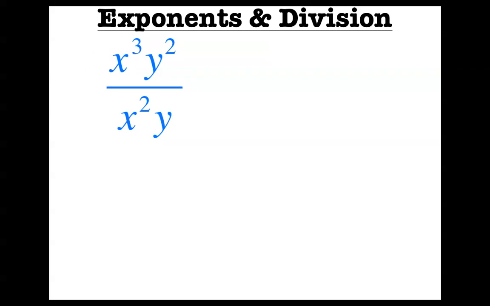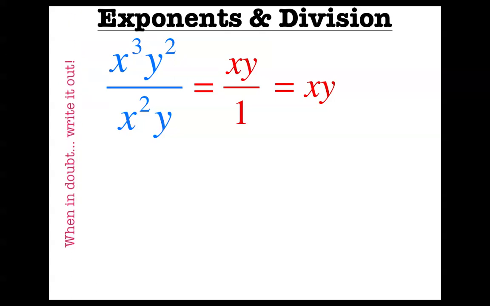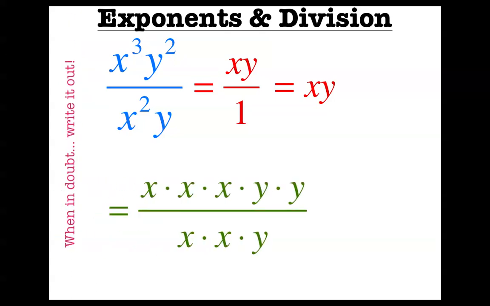But if you have more than one thing there, like x cubed y squared over x squared y, we can still do this. We just have to treat the x's separately and the y's separately. This is going to turn out to xy over 1, and here's how. When in doubt, write it all out. So I've got x, x, x, y, y on the top. I've got x, x, y on the bottom. I'm scratching, I'm scratching, I'm scratching, and look what I have left, an xy. It's as easy as that.